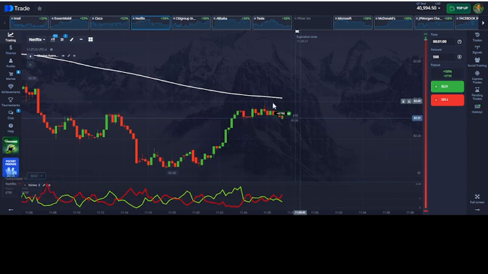Okay, so that trade was close, but it was in the money. There was enough of a bearish push with the trend here. So let's pause the video and look for the next trade setup.